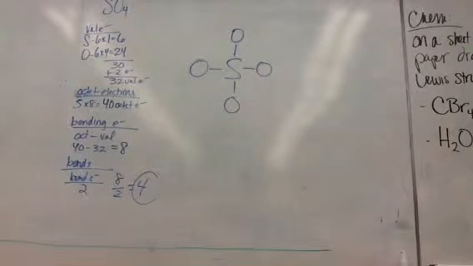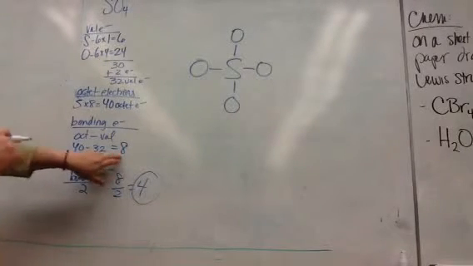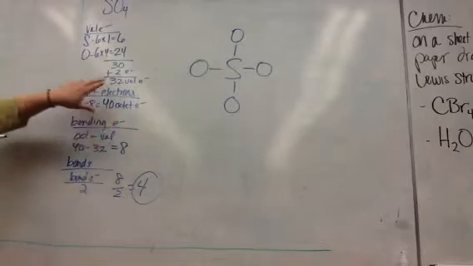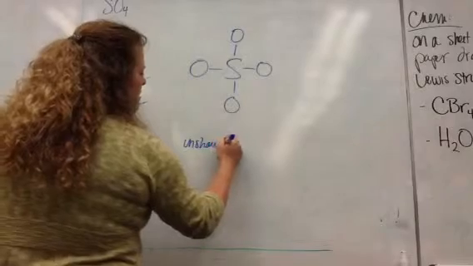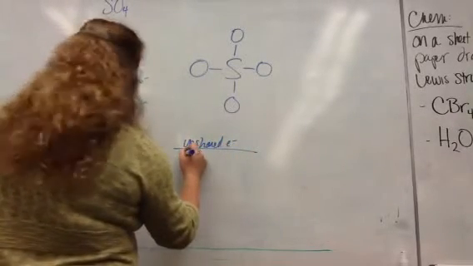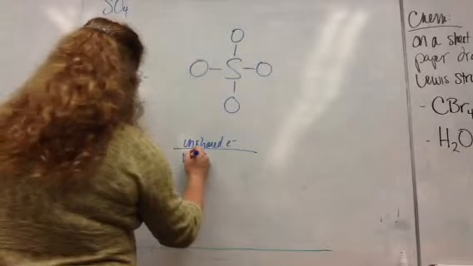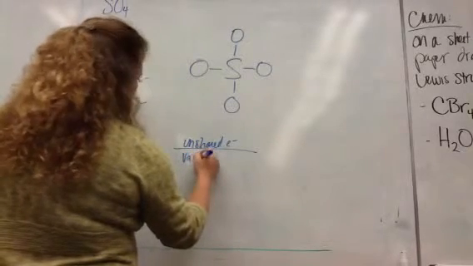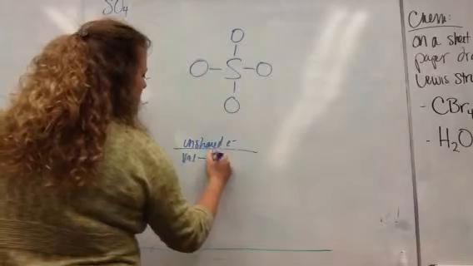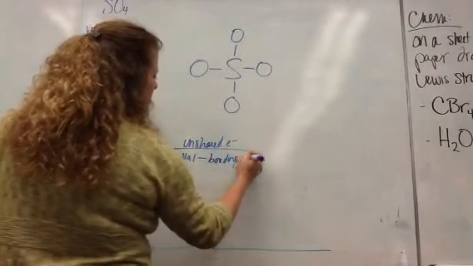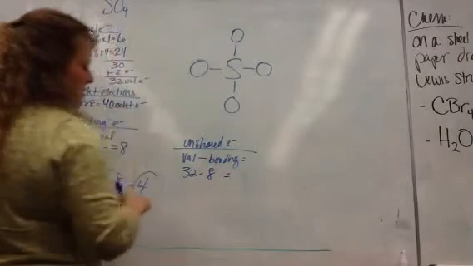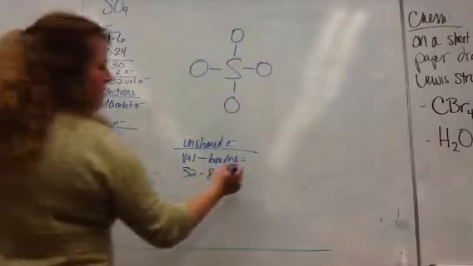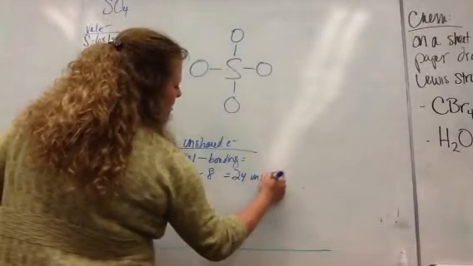Now let's look for our unshared electrons. If we take our bonding electrons and subtract it from our valence electrons, unshared electrons is going to be valence minus bonding. So we have 32 minus 8. We get 24 unshared electrons.